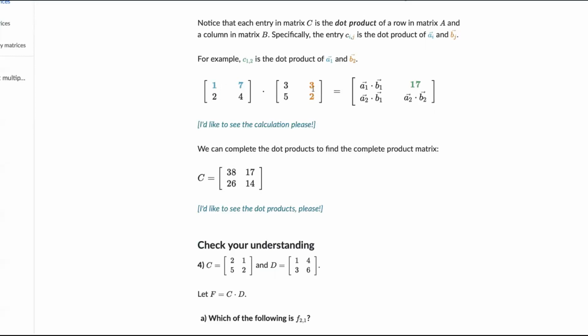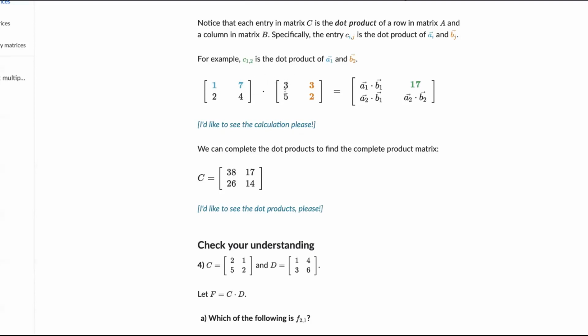So 1, 7 times 3, 2. What's 1 times 3? 3. 7 times 2, 14. So 14 plus 3, 17. That's how you do it, class. So now you will understand why they have to be the same, right? The number of columns should be the same as the number of rows because you have to do the matching. If you have 2 columns here, you should have 2 rows because you have to match 1 to 3, 7 to 5.